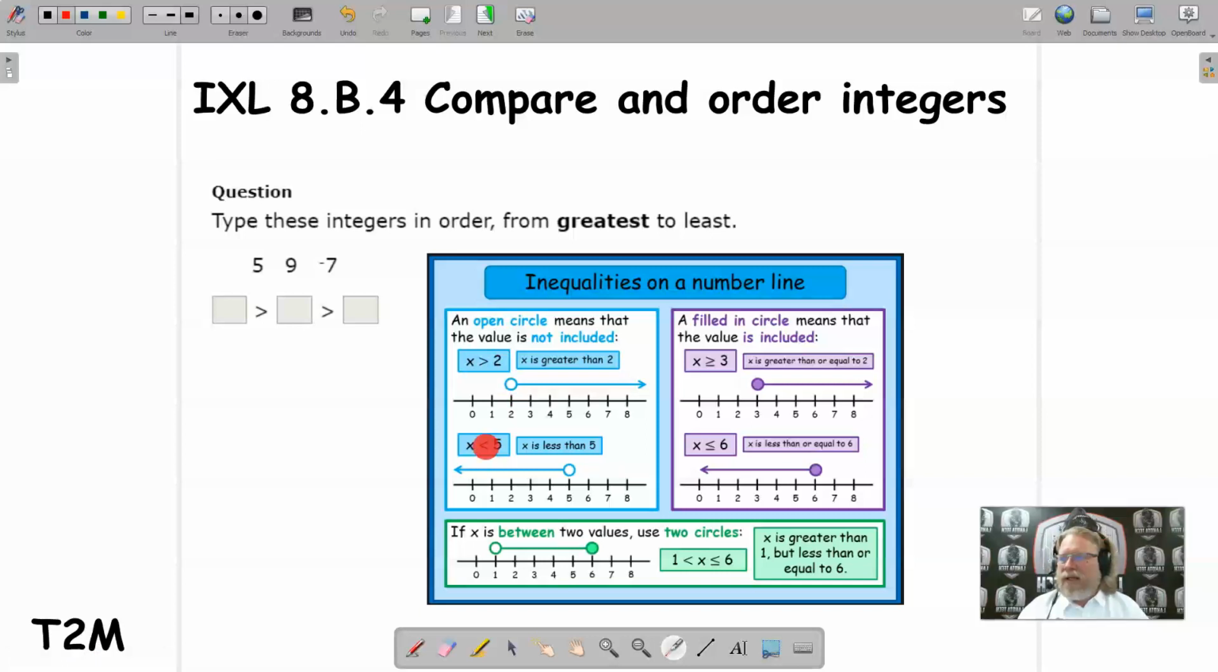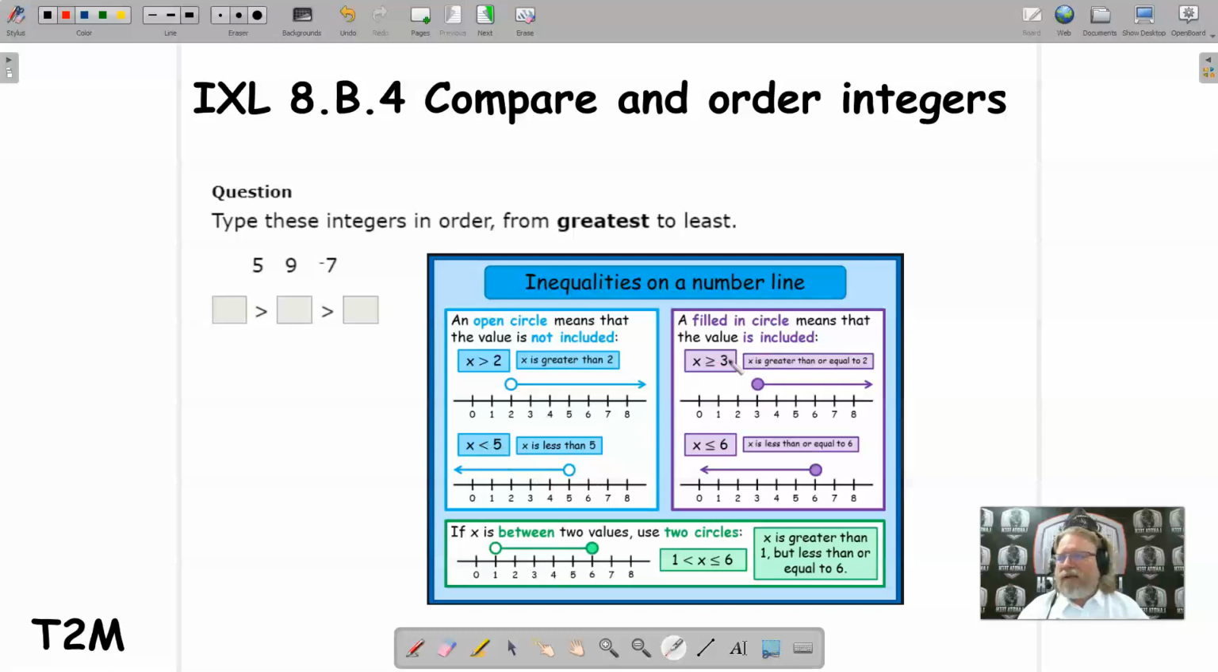Then likewise, less than. We would read it this way: x is less than 5. So we know that on a number line, all the values to the left of another number are less than that number. So going this way would be all the values that are less than 5. However, we couldn't include 5, so it's an open dot.